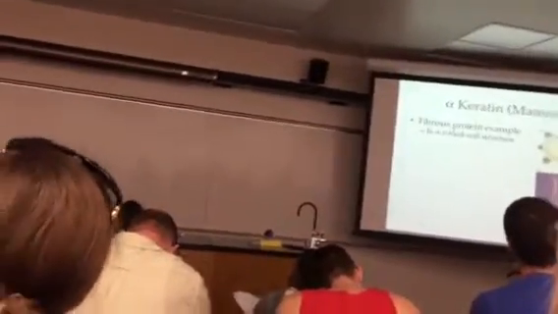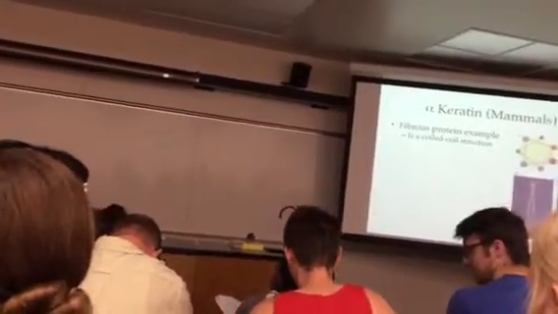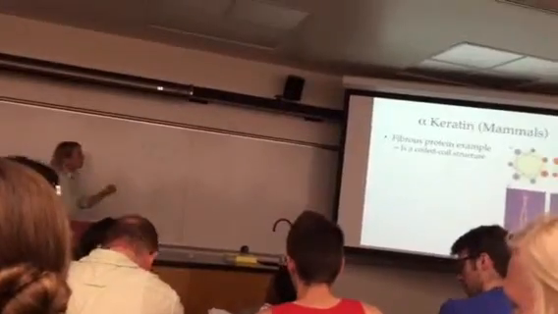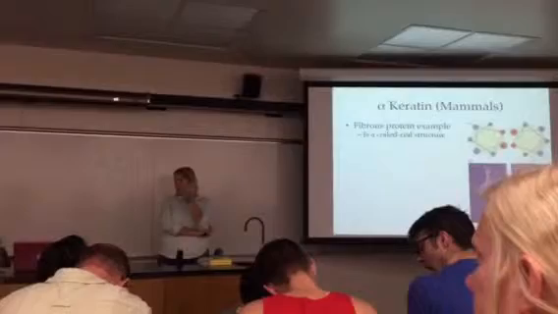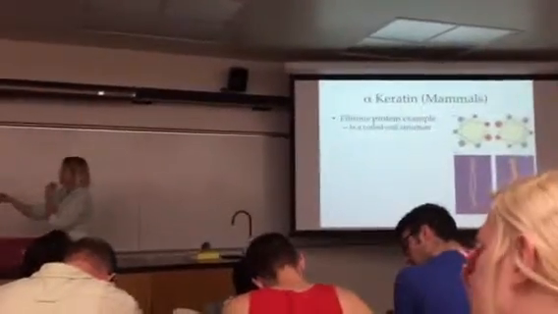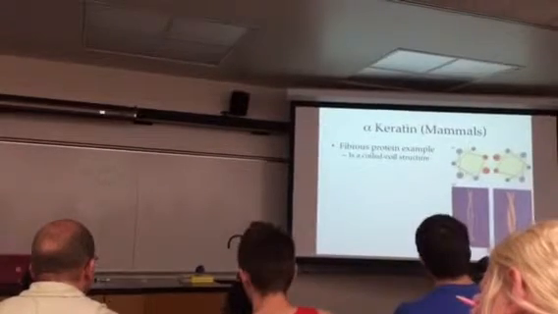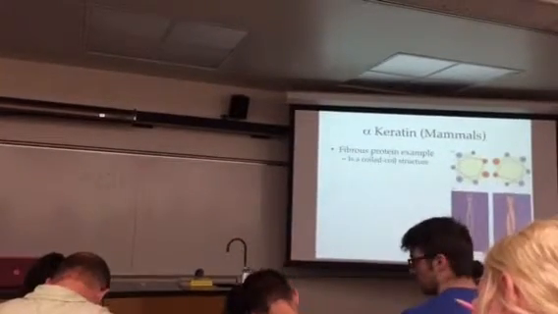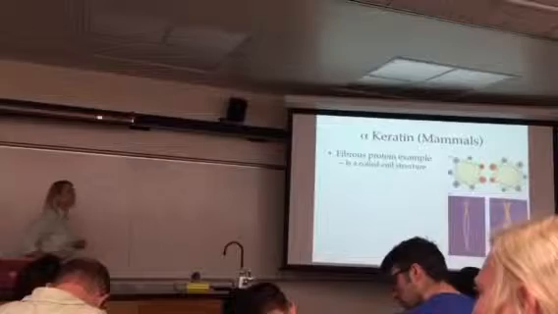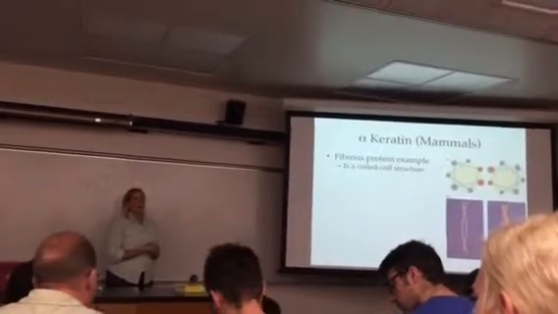So, alpha keratin. We're going to talk about ones in mammals. Other species have different versions of alpha keratin, but we're going to talk mostly about mammals, okay? This is a fibrous protein. It has what we call a coiled-coil structure, okay? That's what this is right down here on B. It's two separate polypeptide chains that are both coils that coil around one another. Coiled-coil, we call it.